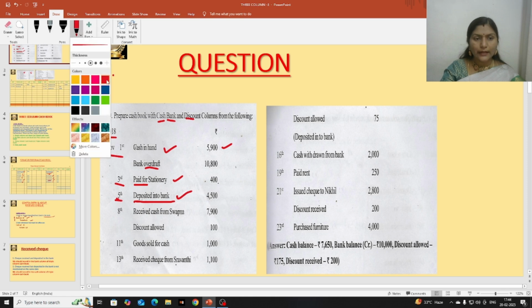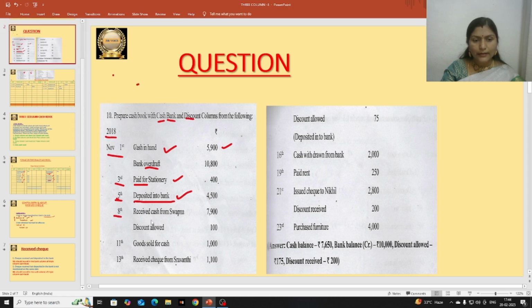So on the 8th date, what happened here? On the 8th date, received cash from Swapna, 7,900. Discount allowed 100. Okay, this is the transaction of the 8th date. Received cash from Swapna. By looking at that word, received, we can understand that the business is going to receive some cash from Swapna. Our duty is just analyzing the transaction and coming to know whether cash is coming in or not. So if the business is receiving cash from Swapna, cash is coming into the business.